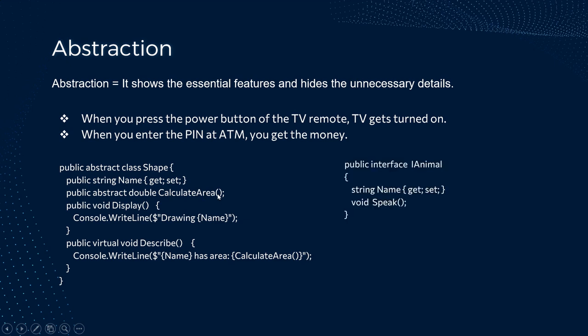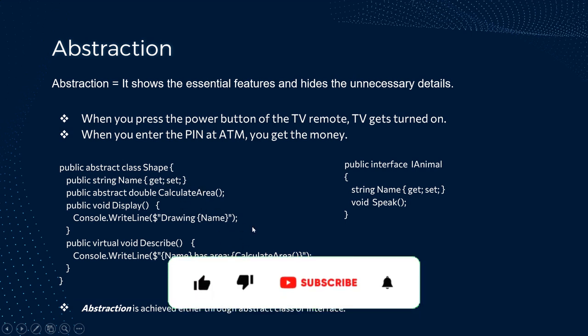Let's take another example that we have already seen in the interface section in our previous videos. If you have not watched, please go through that. So here also you can see we have one interface, IAnimal, and it has the name of the animal, and also we have the Speak method. But you can see here we don't have any implementation, or you can say an interface method does not have the implementation, right? So in one line, abstraction is achieved either through an abstract class or an interface. So either we can use the interface or an abstract class to achieve abstraction.